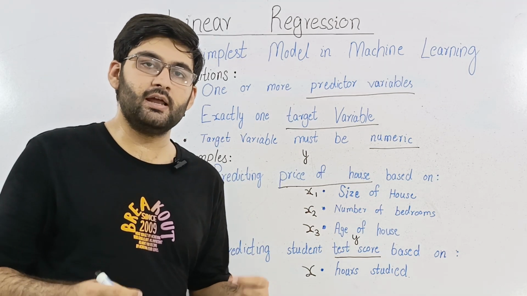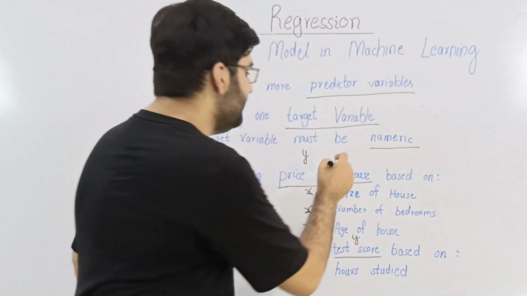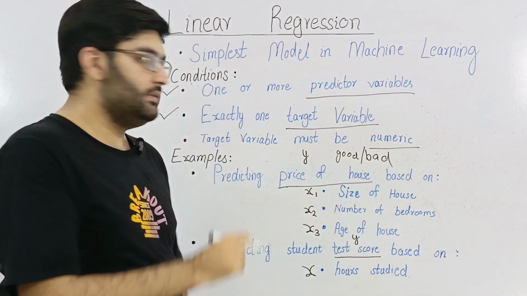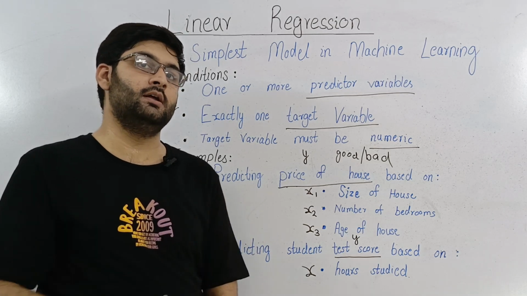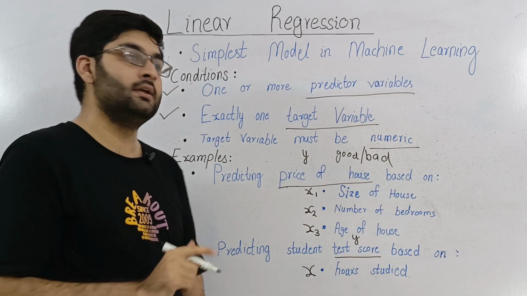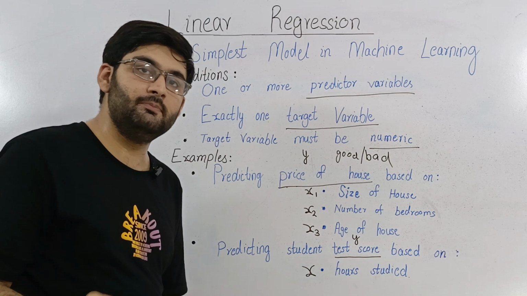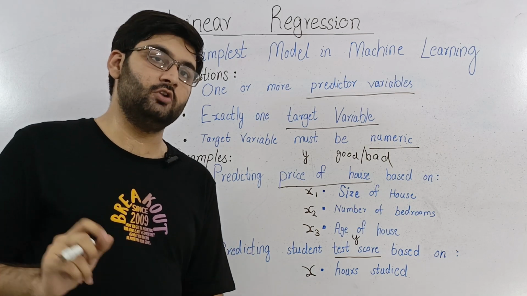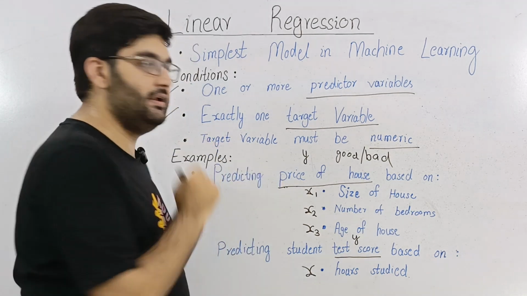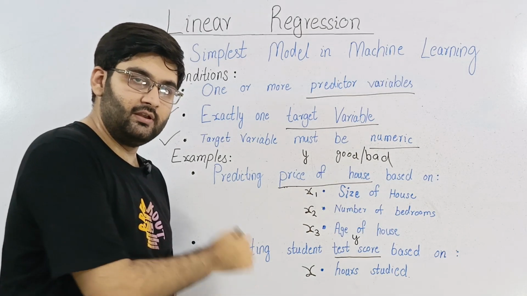If instead of the price of the house, we were predicting the condition of the house, whether it is good or bad, then we would be predicting a binary variable or a categorical variable and not a numeric variable, and then this condition would be unsatisfied and linear regression would not be applicable. But since that is not the case, since the target variable is a numeric variable, the third condition is also satisfied. Now look at the second scenario.